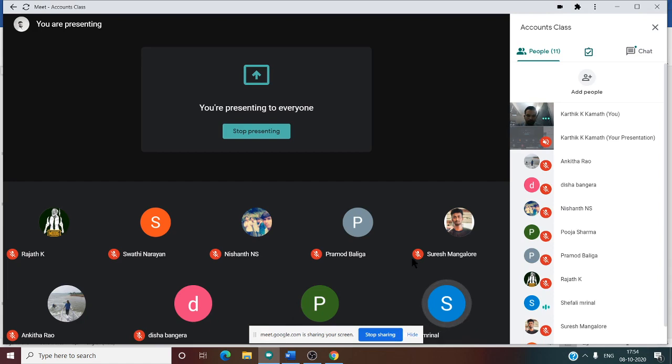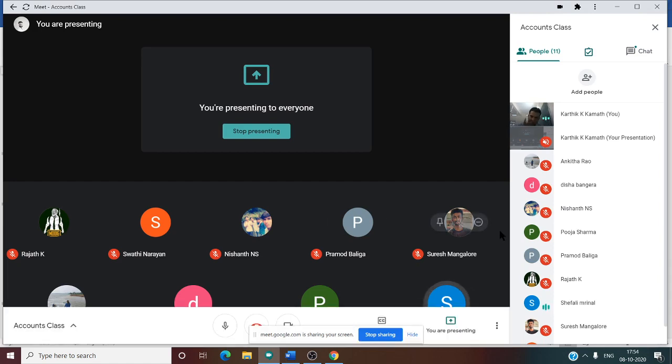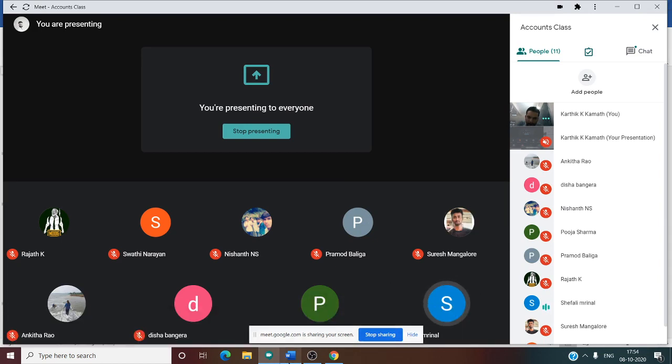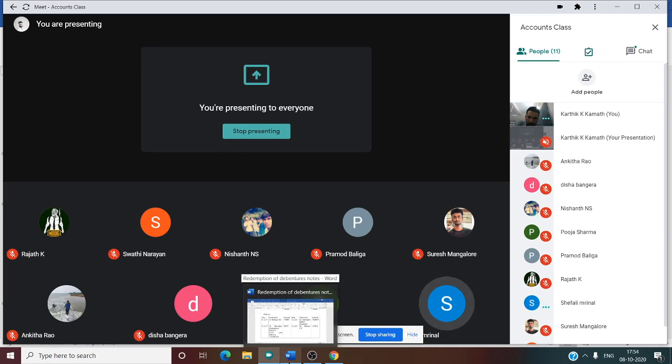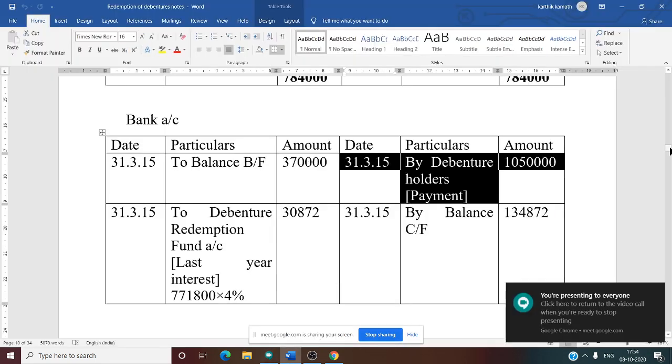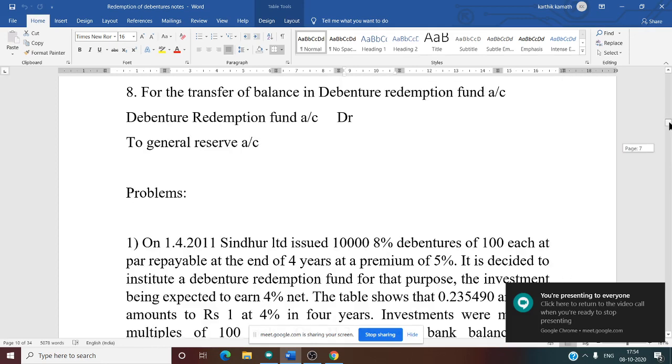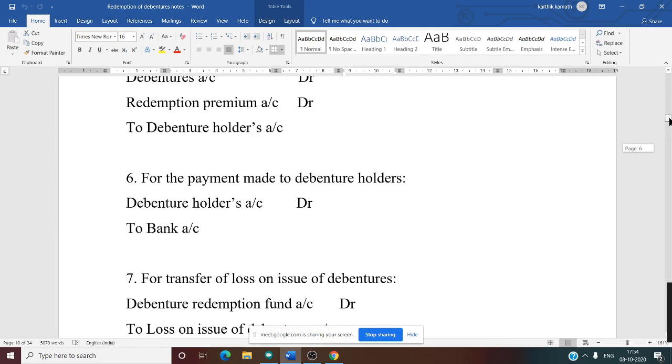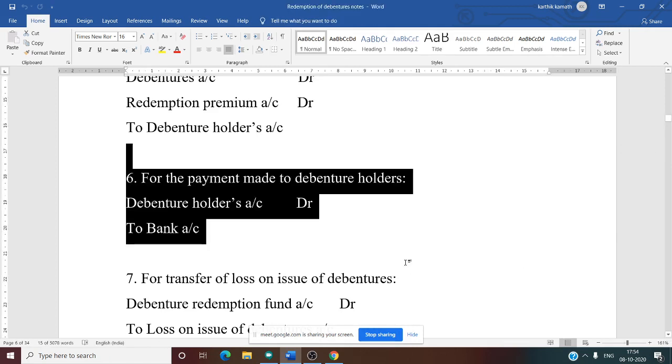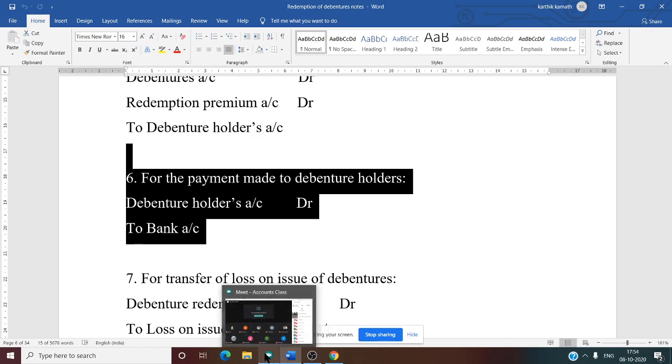Sir, yes, I have a doubt, sir. The entry which you said now, can you show it in the accounting treatment? Like which entry is that? Yes, see now, I will go to the accounting treatment. See this. I have said this one, this entry. Sixth one, for payment made to debenture holder account to bank account. Is this clear, Shifali?